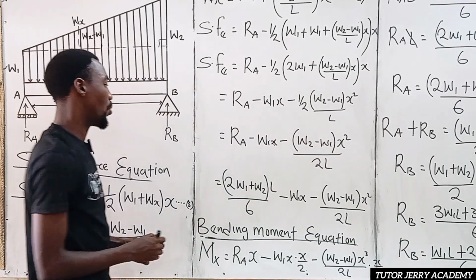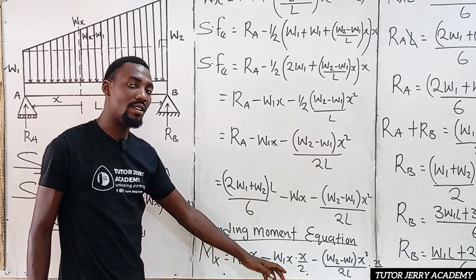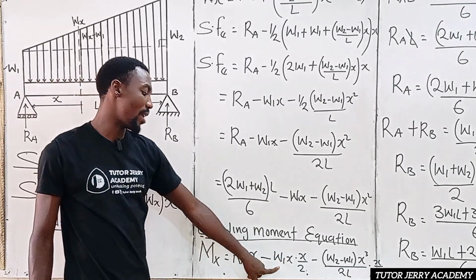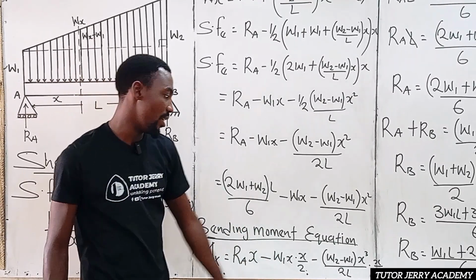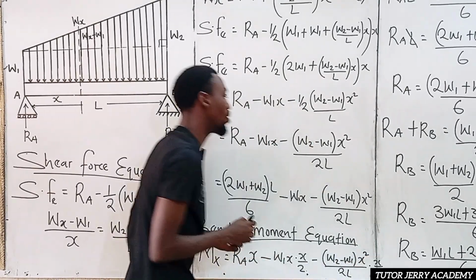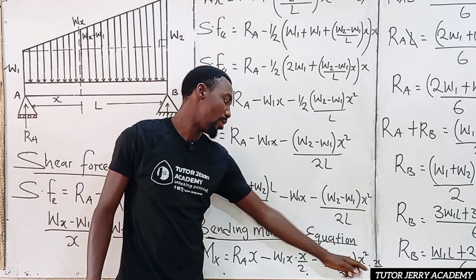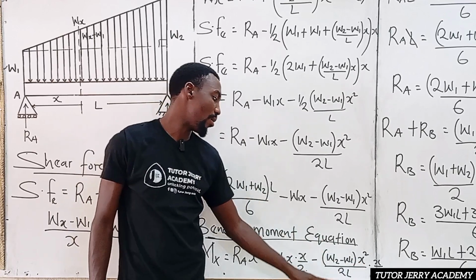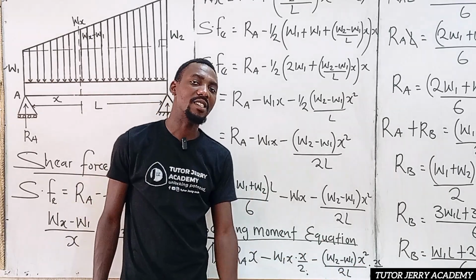3. So you can decide to leave it like this, or you can just say s times s, that is s squared. So you can have it as W1 s squared over 2. Then this is going to be s cubed, that is W2 minus W1 into s cubed all over what? 3 times 2L, that is 6L.